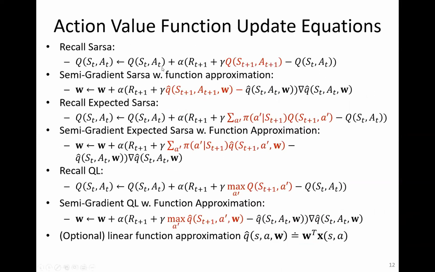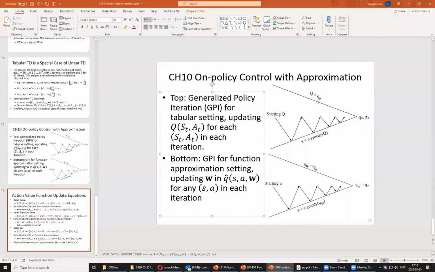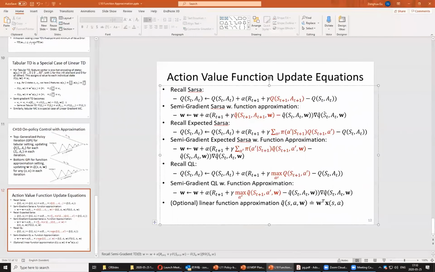For the update equations, recall Sarsa. Semi-gradient Sarsa with function approximation simply replaces the capital Q, the tabular version of the Q value for state-action, with the Q hat, the function approximation for it. I should also highlight the difference: you also have the gradient term on the right, which is extra compared to the tabular setting.